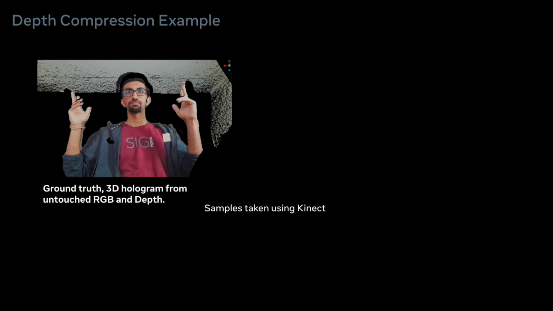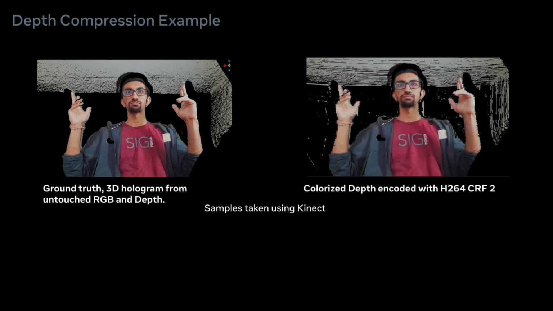Now in the next pass, I kept the RGB files untouched, but I colorized the depth data and then I compressed it using H.264. After I decompressed it and ran the RGB data and the depth data through our hologram pipeline, the result looked something like this. Here you can see that there are significantly more artifacts, black holes, noise around the edges, and floating points as compared to when we did not have compression.